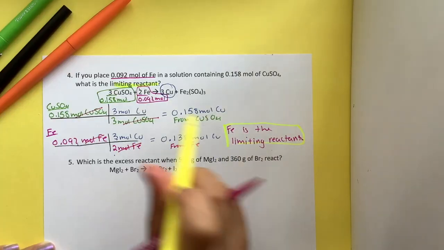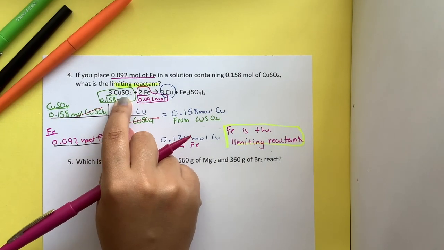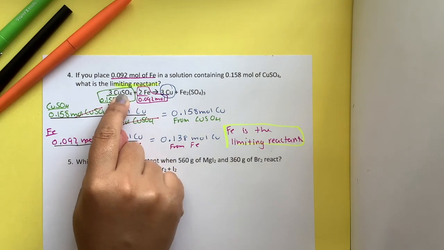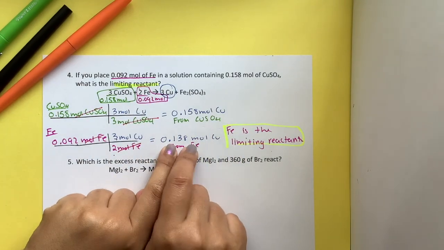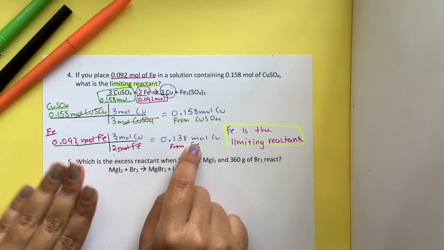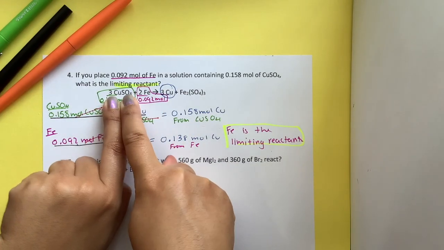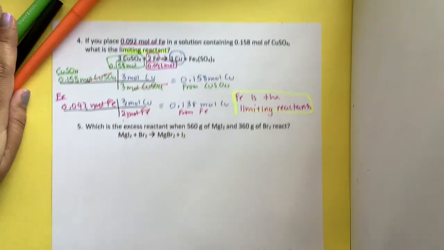That means that CuSO4 will be in excess. I'm going to have leftover, I'm going to have extra copper sulfate. Okay? Fe, I'm going to completely use it up and make this much product. Once I make this much product, I don't have any more iron, but I am going to have CuSO4 left over. Okay? Because that will be my excess reactant. That means that I have extra of it.